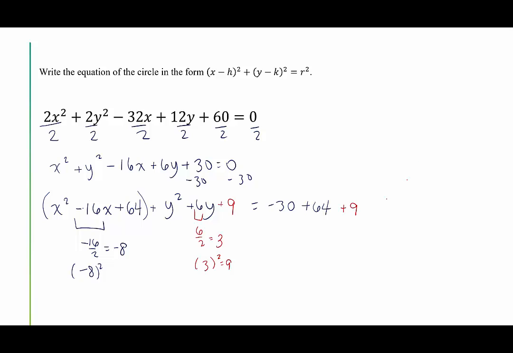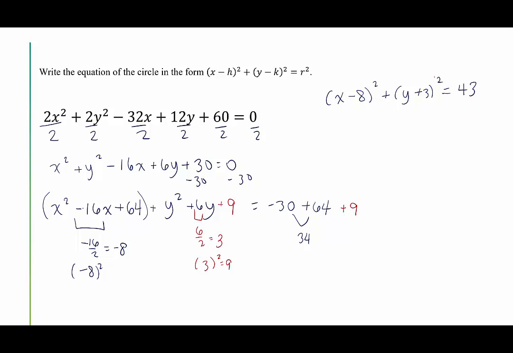Okay, now we're ready to write the equation of the circle in standard form. This would be, let's see, x minus 8 is the root of x squared minus 16x plus 64. (x minus 8) quantity squared, plus we have (y plus 3) quantity squared is equal to, this is 34, and 34 plus 9 is 43.